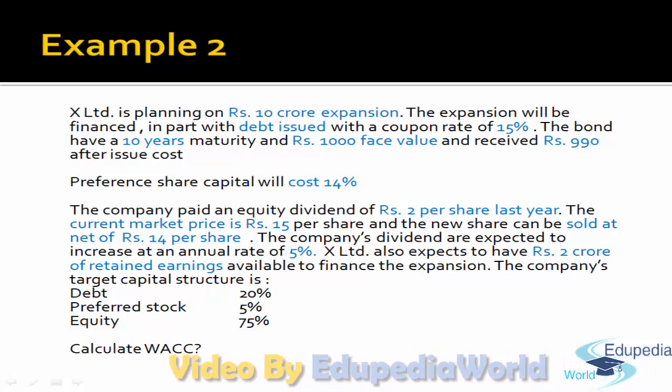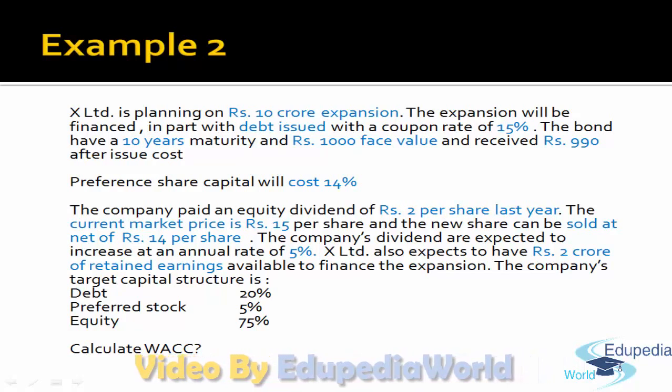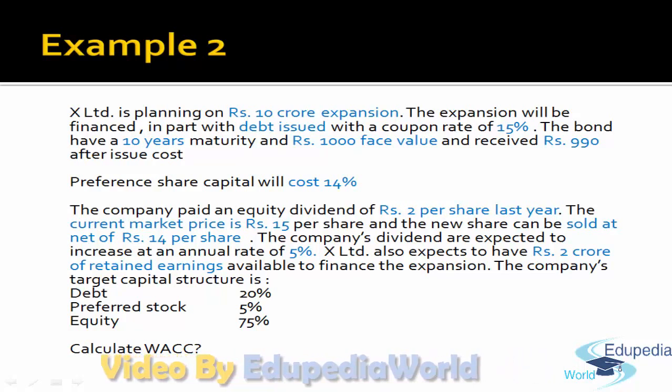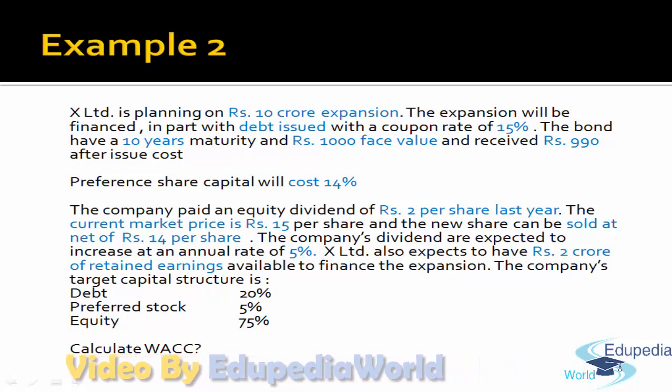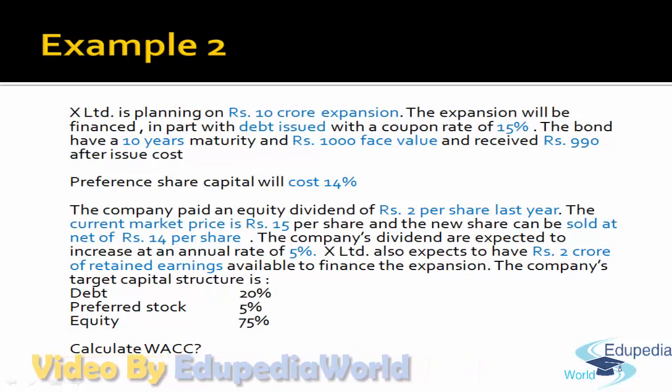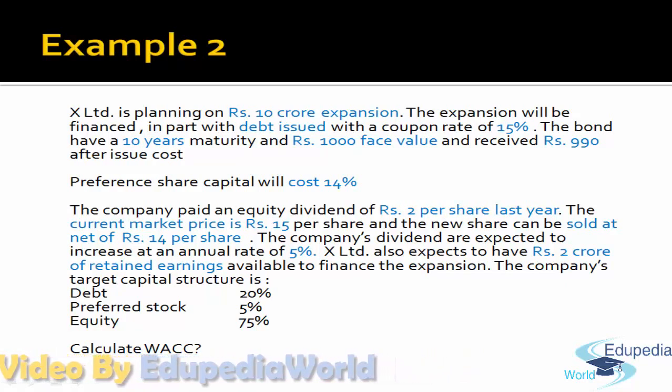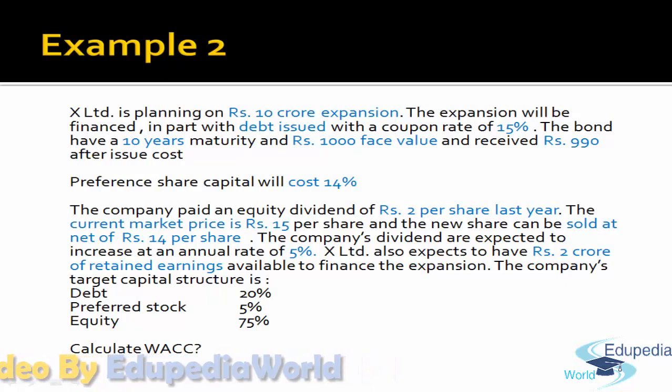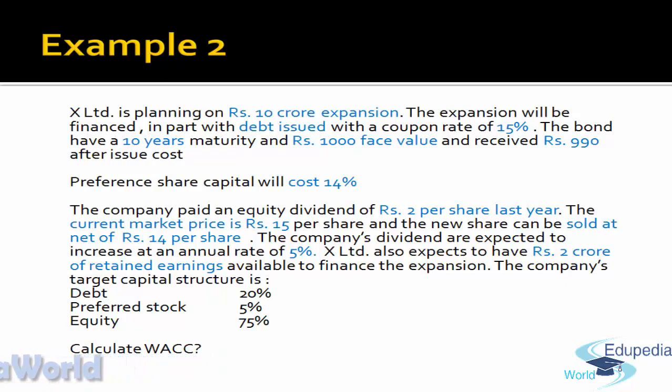So you also have information on KRE. The company's target capital structure is 20% debt, preferred stock 5% and equity 75%. Now what is the proportion of retained earnings? There is no specific proportion for retained earnings. Retained earnings are a part of equity. So 75% means equity plus retained earnings. And you have to compute the weighted average cost of capital.